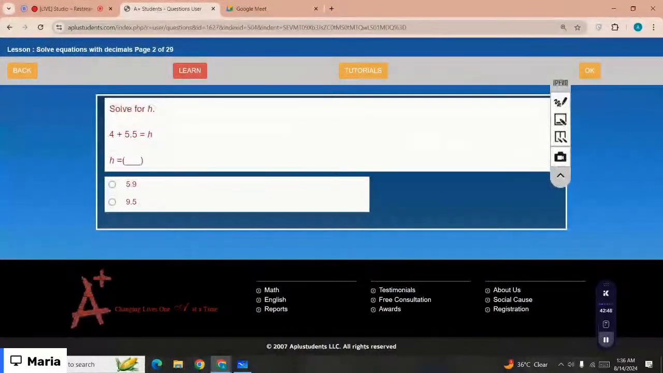The next one is solve for h. You have to do 4 plus 5.5. So which is the correct option? That is 9.5. Option number 2 is the correct option.